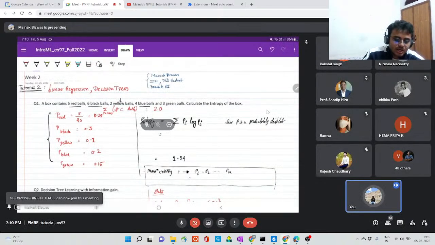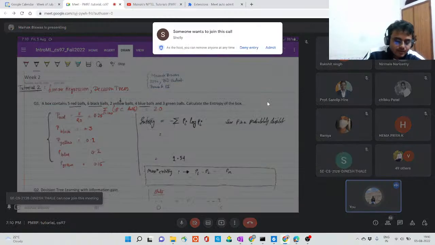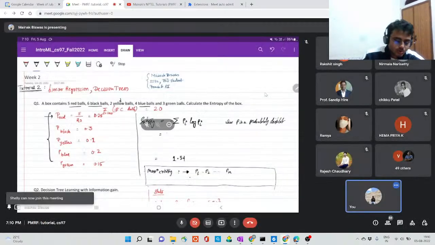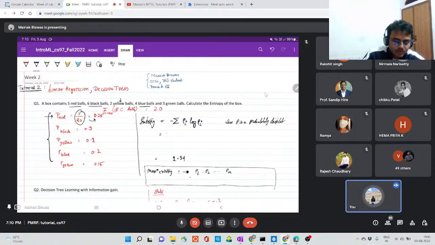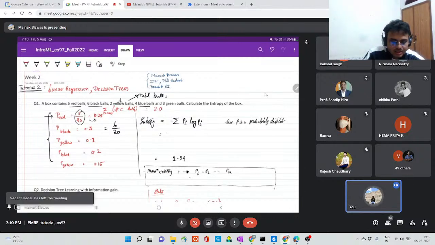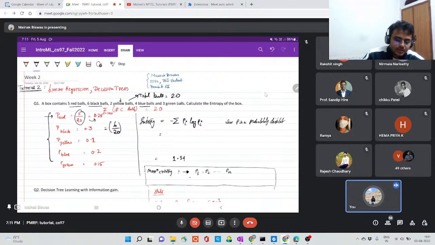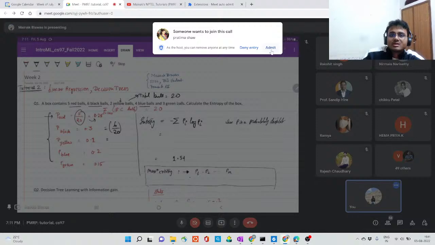So what is the probability of the red ball being picked? It's a very simple probability question. It's 5 by 20, so it's 0.25. Similarly, a black ball is 6 by 20. So you have 6 balls, and the total balls is, you can clearly see, 5, 6, 11, 13, 17, 20. So there are 20 balls and the number of black balls is 6, so the probability of getting a black ball is 6 by 20.